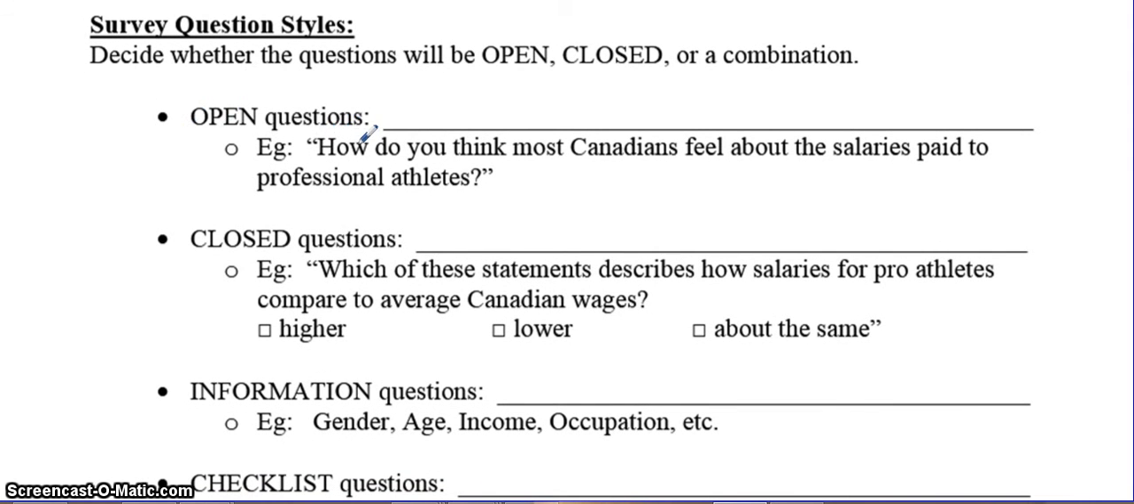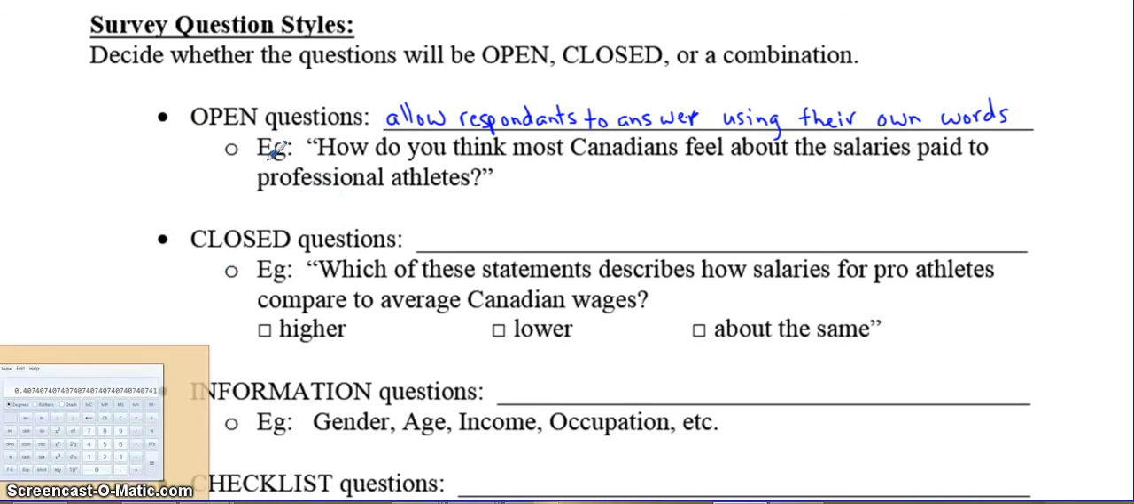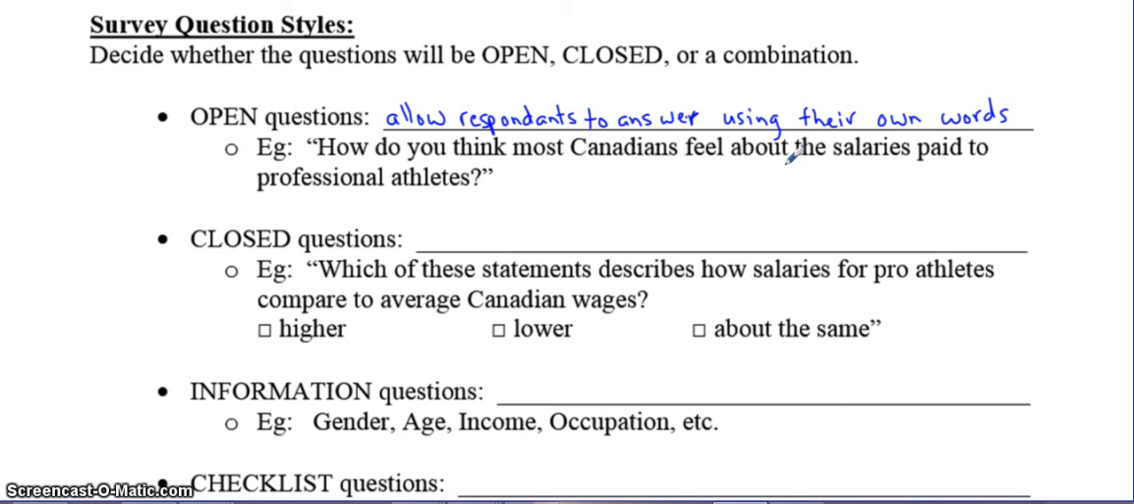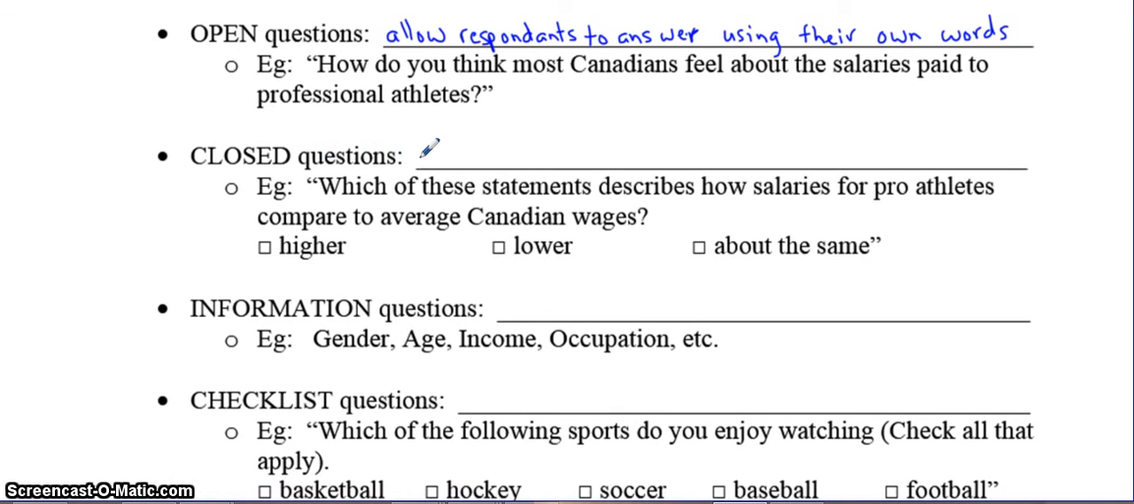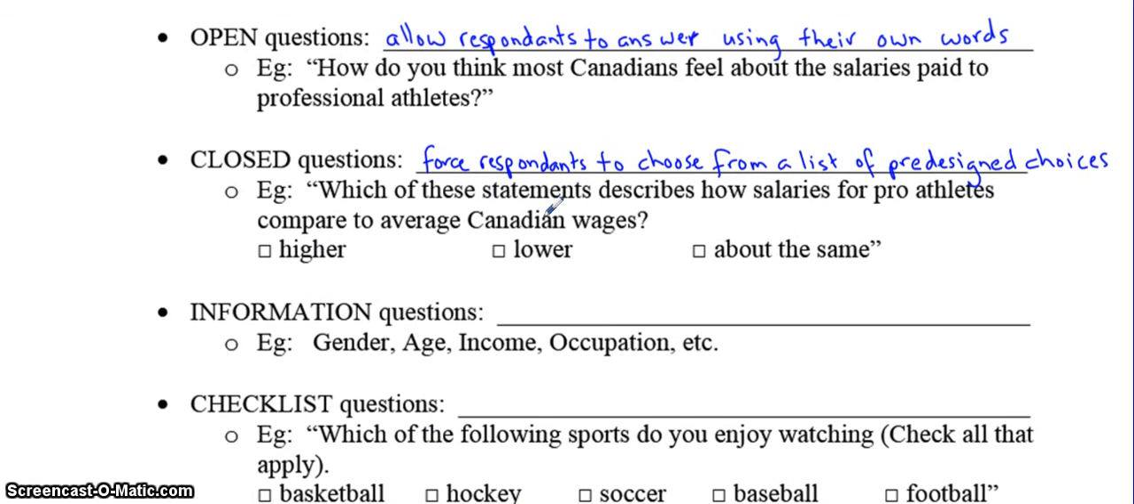Open questions allow respondents to answer using their own words. So for example, how do you think most Canadians feel about the salaries paid to professional athletes? Closed questions force respondents to answer using a pre-designed list of choices. For example, which of these statements describes how salaries for pro athletes compare to average Canadian wages? Are they higher, lower, or about the same? So you have a list of choices.